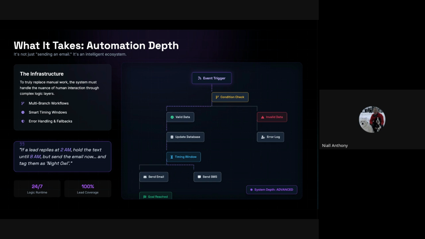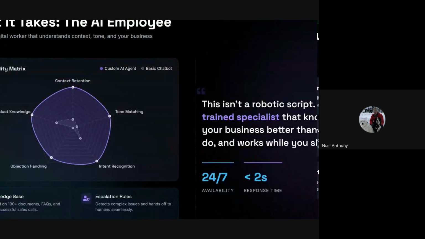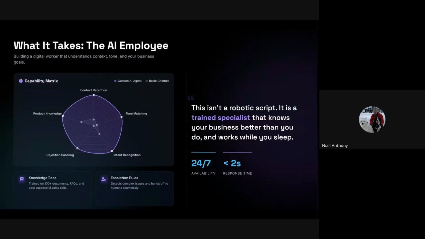So then I show them the example of an AI employee. I show them the extent of what it takes to build one of these, how much work goes into the knowledge base to create them so that they're very, very effective, so that they actually can replace an employee. And I'm showing them that it's not just a generic script, it's actually trained on their business, it's trained on sales, it knows what to say, and I show them the extent of this.